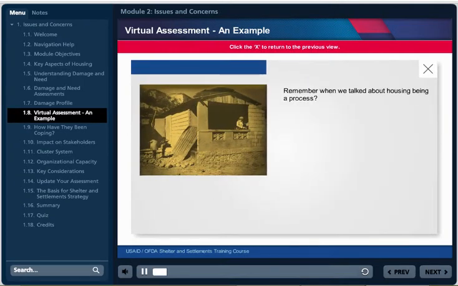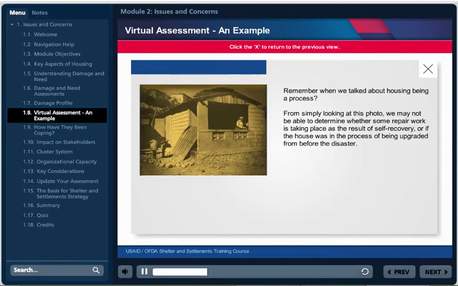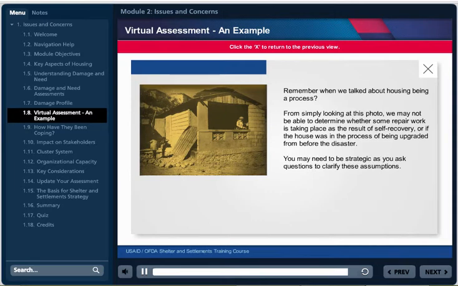Remember when we talked about housing being a process? From simply looking at this photo, we may not be able to determine whether some repair work is taking place as the result of self-recovery, or if the house was in the process of being upgraded from before the disaster. You may need to be strategic as you ask questions to clarify these assumptions.